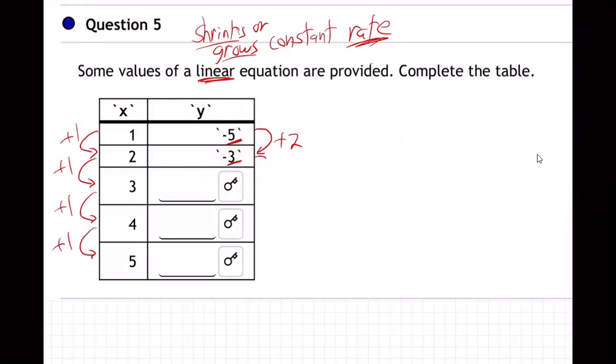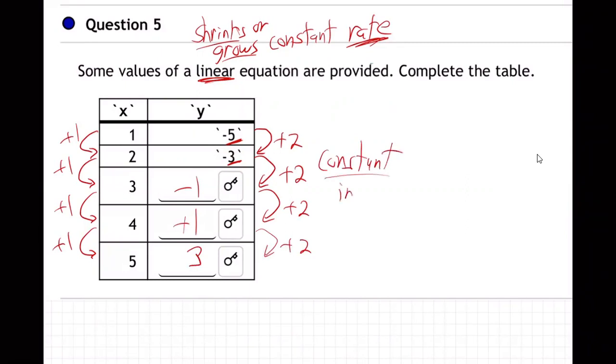That's right. And then, so we do that again, add 2. So this would be -1. Add 2, -1 plus 2, +1. Add 2, 3. That's all they want. This has to be a constant increase. Why? Because it's linear. That's what linear means. Constant increase. Goes up by the same amount every time.